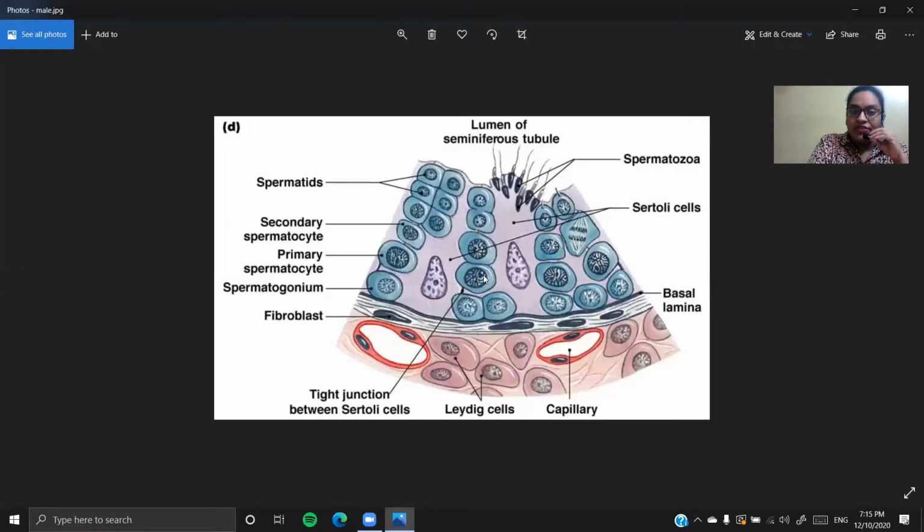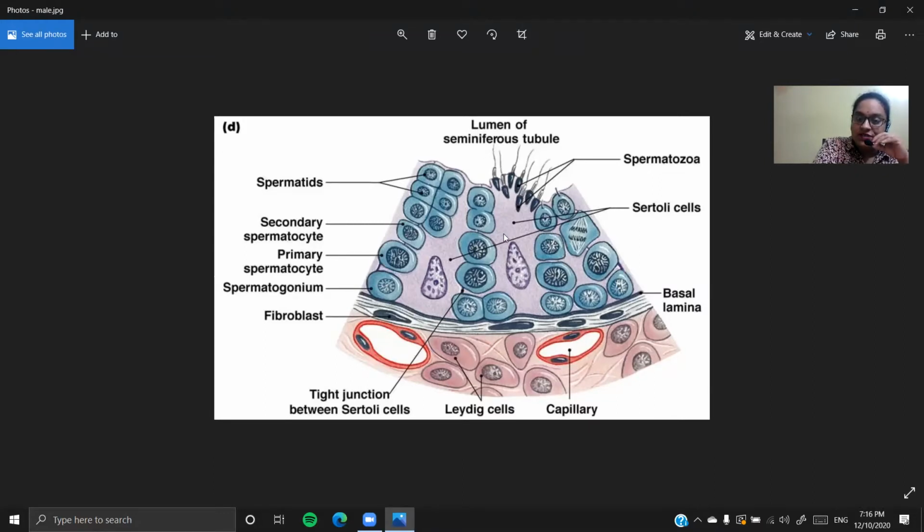If you look at this, this whole structure is the seminiferous tubule. Coming onto the seminiferous tubule, you can see this huge lavender cell, which is your Sertoli cell. Sertoli cells are responsible for spermatogenesis. You can see the primary spermatocyte, the secondary spermatocyte giving rise to spermatids, and later the release of the spermatozoa, the sperms which are released into the lumen. This whole structure is the lumen of the seminiferous tubule.